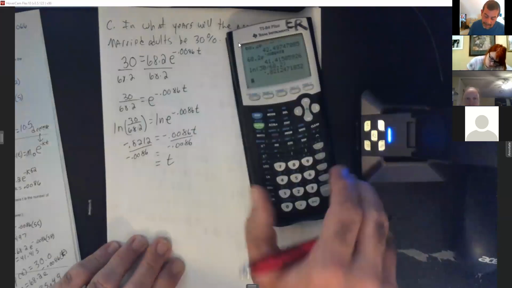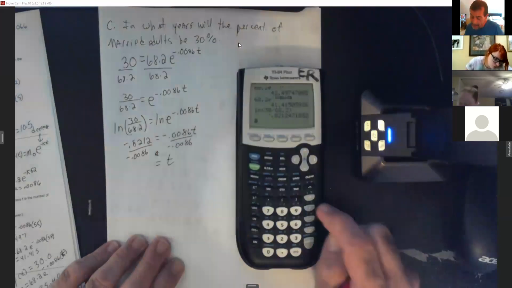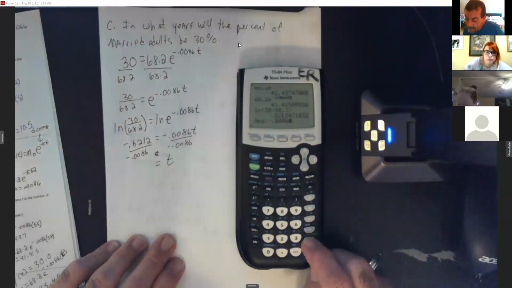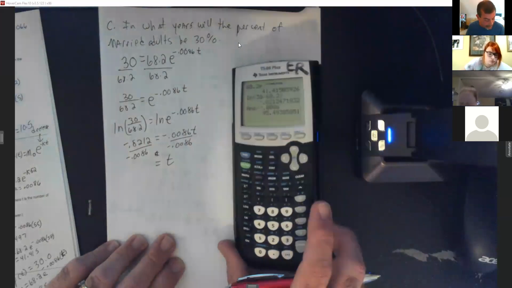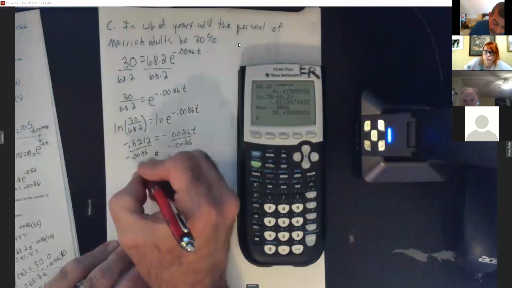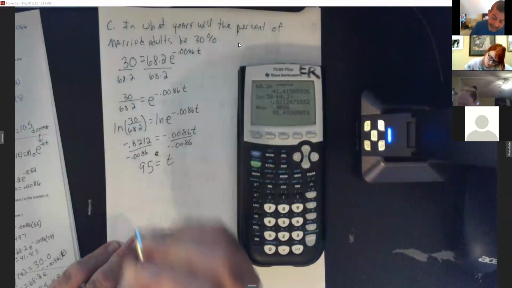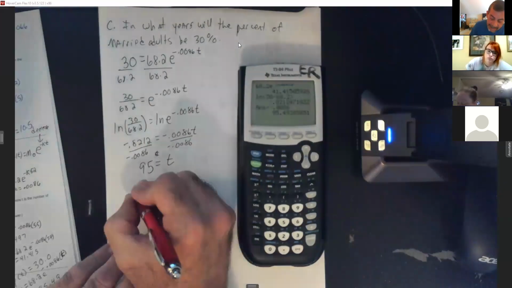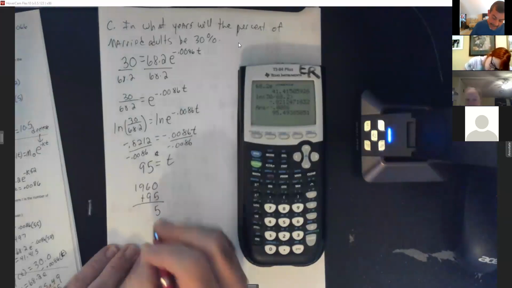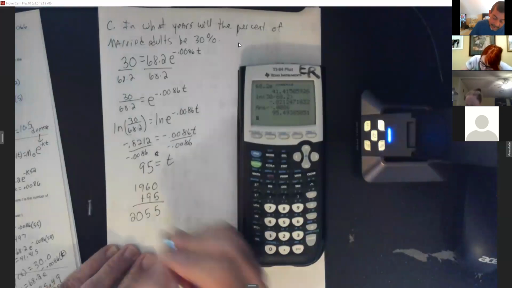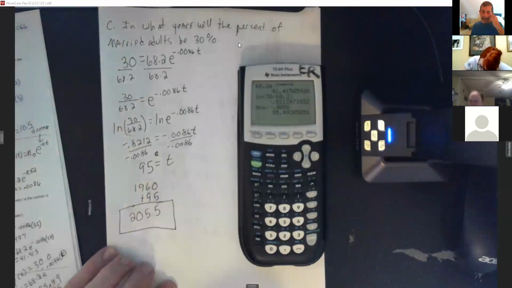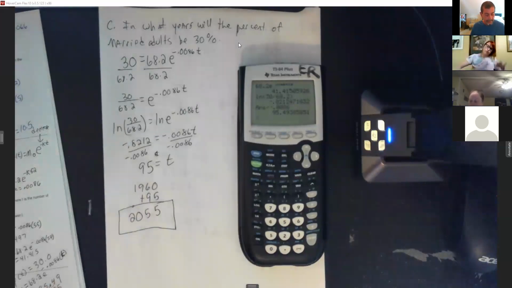So let's see what that's going to give me. Dividing by negative 0.0086, and they want me to round to the nearest year, so I'm going to call that 95 for my T. But remember, I need to take 1960 and add my 95 years to it. So I get 2055. That is what they were looking for, the year of that, okay?